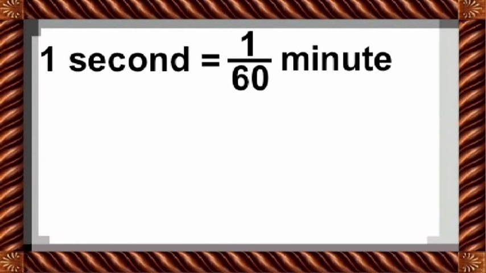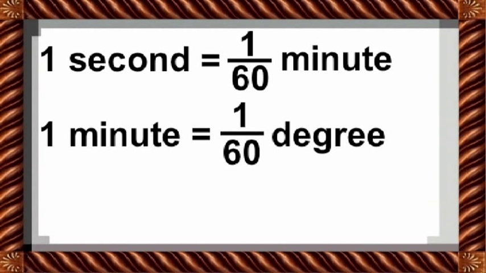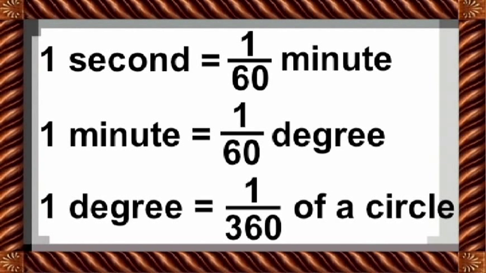One second is equal to 1/60th of a minute. 1 minute is equal to 1/60th of a degree. 1 degree is equal to 1/360th of a circle.